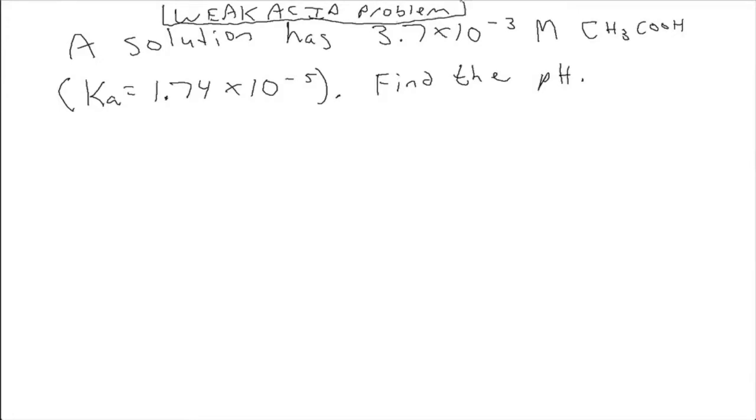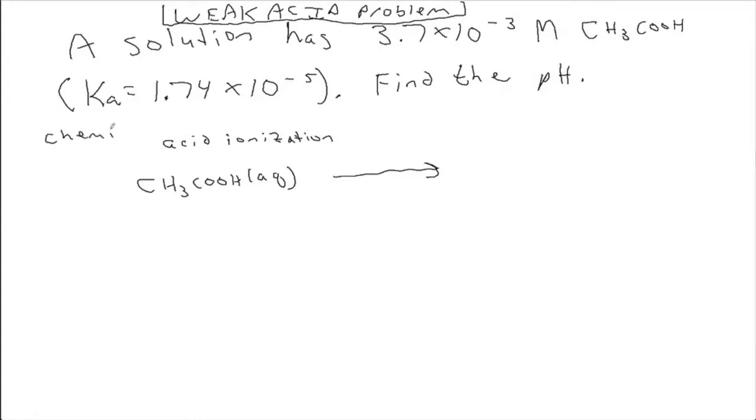First of all, we have to write the acid ionization equation. That's actually going to be pretty similar to what we've seen before. What do you think I should write on the left-hand side for this acid ionization equation? CH3COOH. And it's best to show that that's aqueous. So we're writing the chemical equation. And then what goes on the right-hand side, do you think?